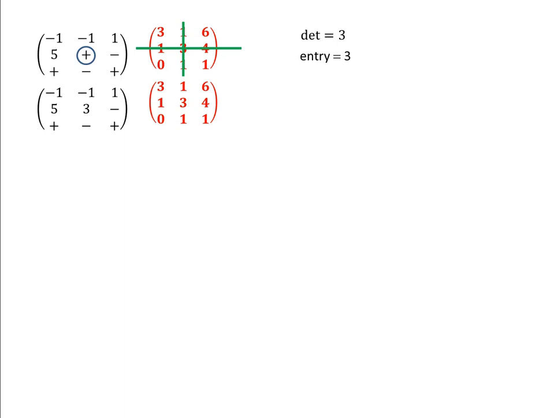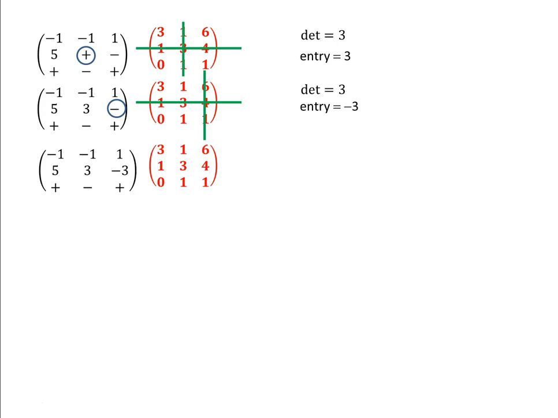Moving on to the final entry in the second row, same thing again. Determinant of what's left is 3 times 1, take away 1 times 0, which is 3. However, the entry in the grid matrix is a minus at the moment, so we've got to take the negative of the determinant. So the entry going into our cofactor matrix is going to be -3.